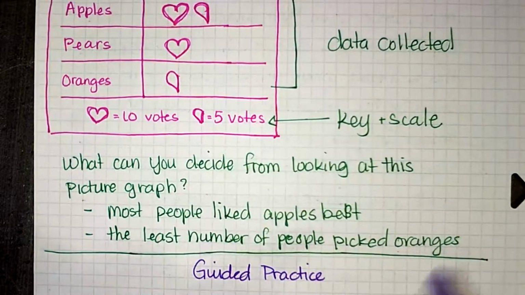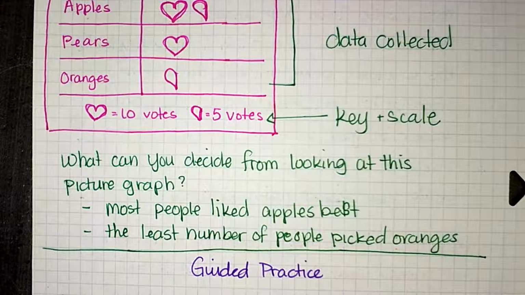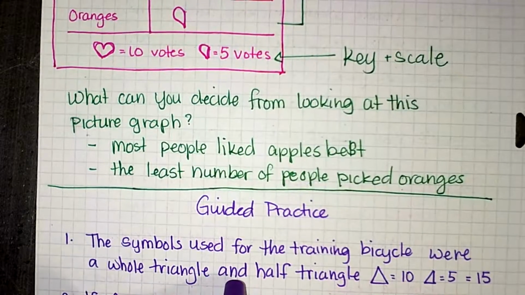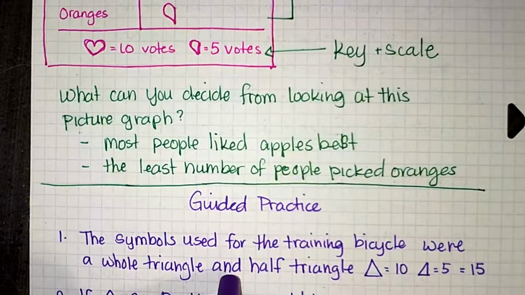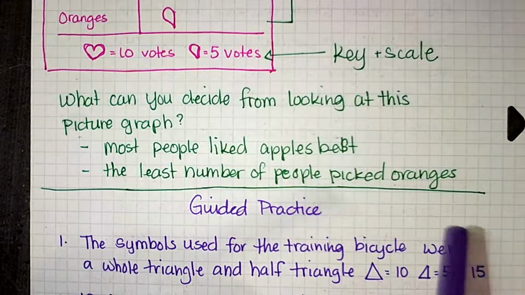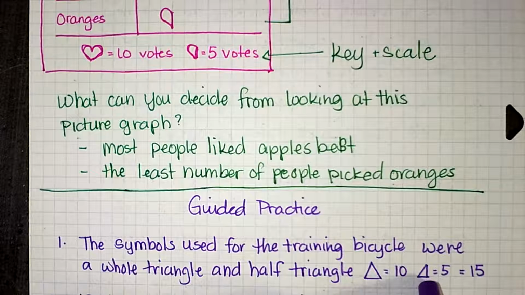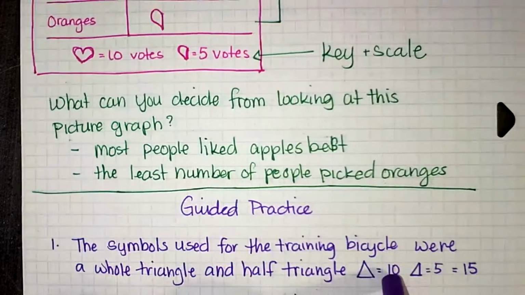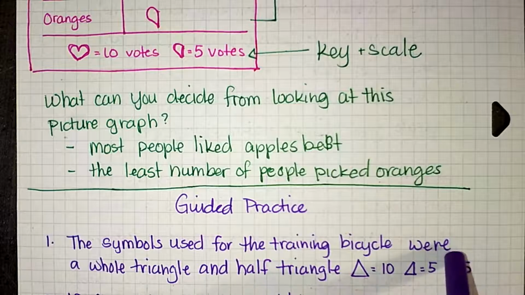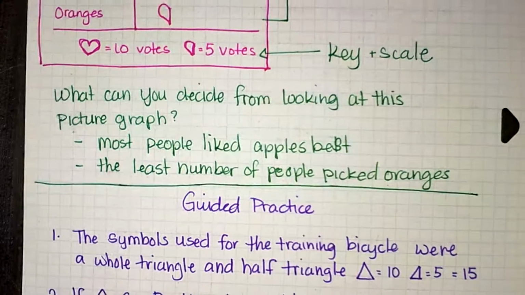Now, for number 1 in your guided practice, your question was asking, explain the symbols that were used for the number of training bicycles sold. So we can say that the symbols used for training bicycles were whole triangles and half triangles, just like we saw in our little video. Now for the training bicycles, it had a whole triangle and a half triangle. We know the whole triangle equaled 10 and the half triangle equaled 5. So altogether, those equaled 15 for the training bicycles.